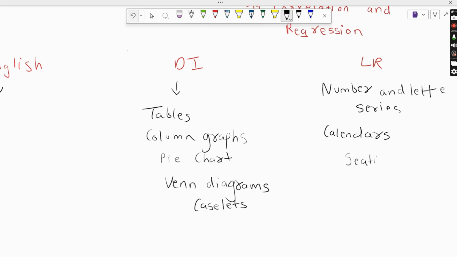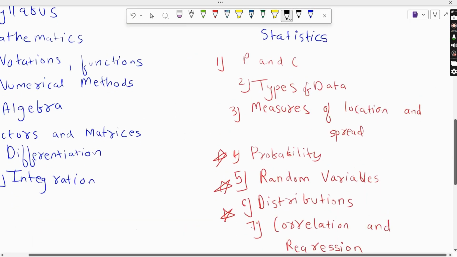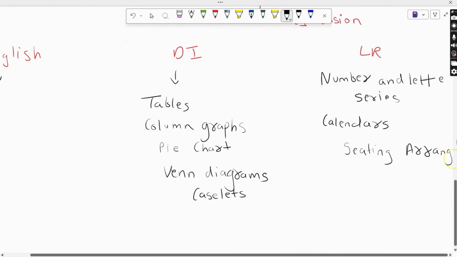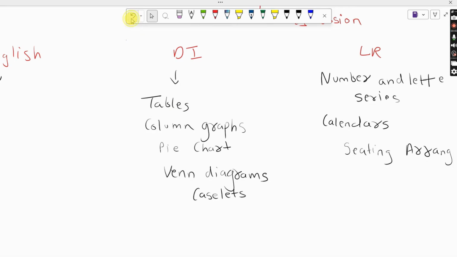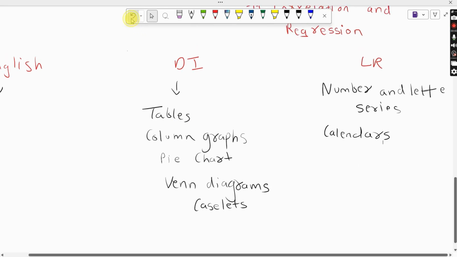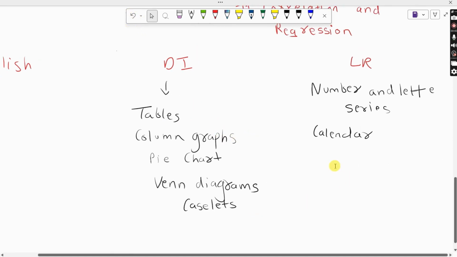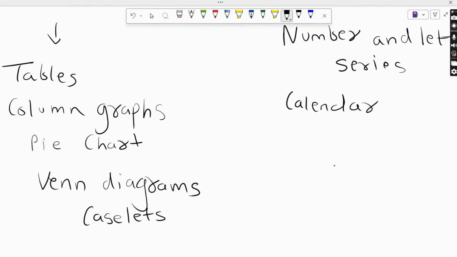I'm not writing all the things, just the important things that we can understand right now. Sorry, I'm not quite used to this writing. Let me zoom in, then I'll write. Seating arrangement. And blood relations.